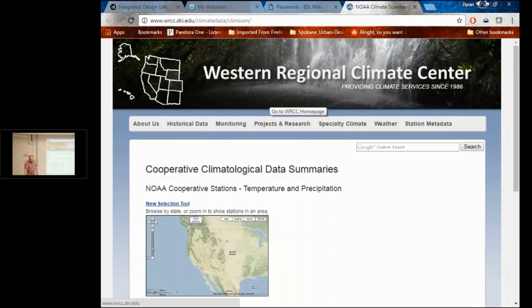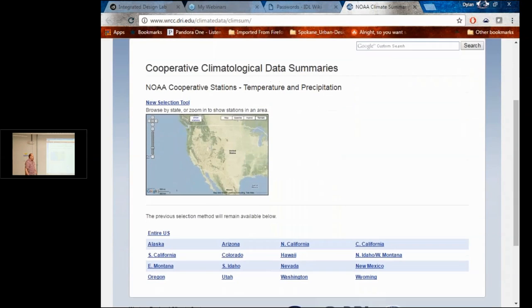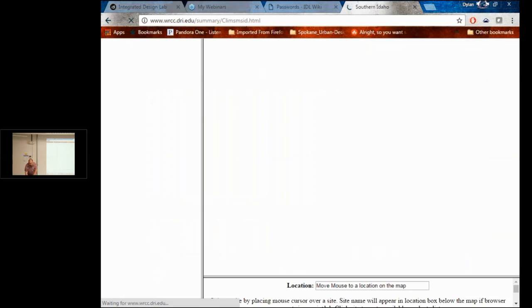And this is a site that is housed down in the Desert Research Institute in Reno, Nevada. And as you can see across here, it provides access to data across the entire United States. I've selected the site that goes to the western United States itself, and for my example, I will go to southern Idaho.